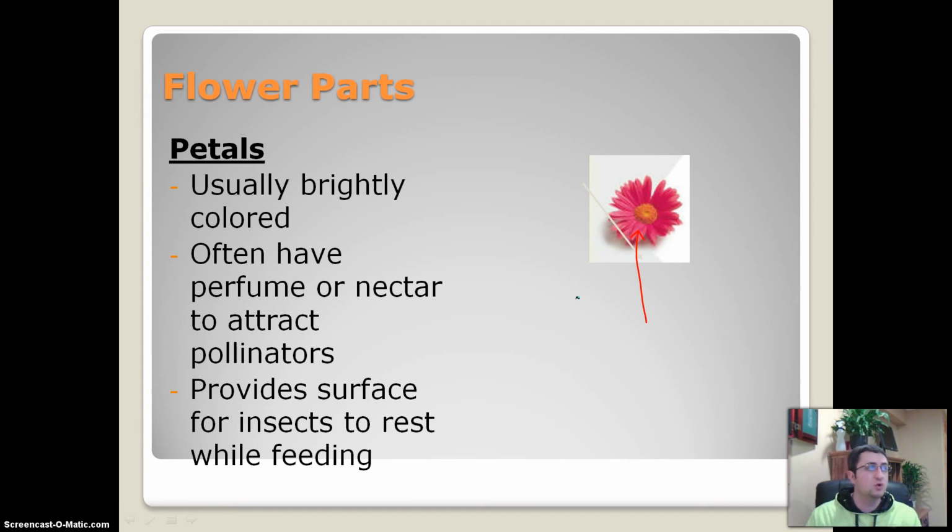We are drawn to the colors, we're drawn to the scent. So petals often give off perfume as well. They're really brightly colored to attract animals to them. The goal is to have those animals pollinate. And another goal is to have a surface for insects to rest on while they feed. So the insects will have a nice place to rest while they get the nectar out of the flower.